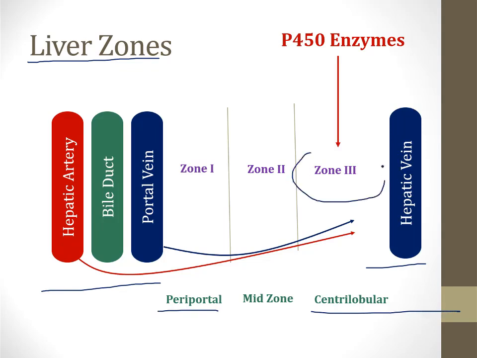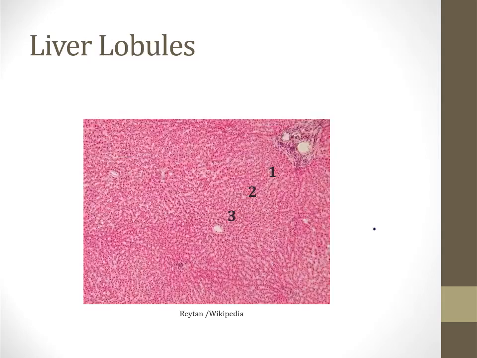It is in zone 3, the central lobular zone, that you find P450 enzymes, and if you know that, then you should know that this is the zone where free radical damage is going to occur when medications are consumed that generate excess free radicals. And here's a biopsy slide of the liver showing the zones.